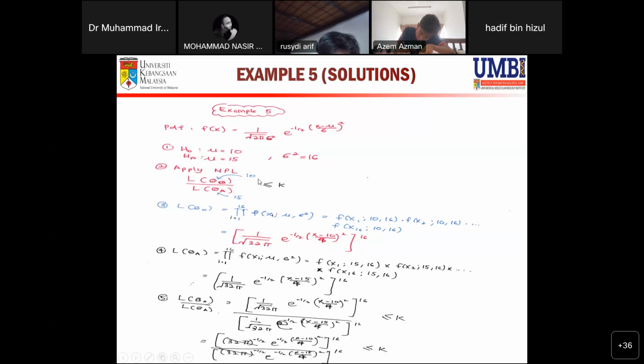So in this case, we apply our NPL, our Neyman-Pearson Lemma: the ratio of the likelihood under the null hypothesis to the likelihood under the alternative hypothesis should be less than k when we reject the null hypothesis, when the value is inside the critical region. So we substitute 10 for the parameter under the null hypothesis and 15 under the alternative hypothesis. Because now it's not a single observation, it's multiple observations.